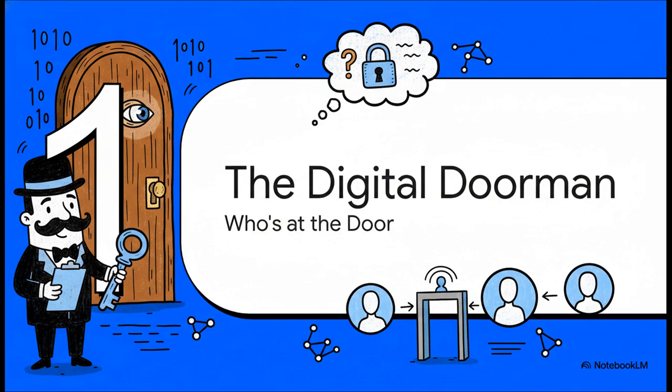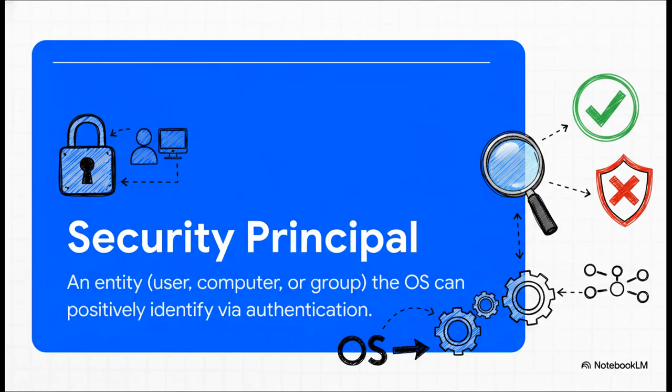Okay, so it all starts right at the front door. Before the OS can possibly decide what you're allowed to do, it has to figure out one crucial thing, who you are. And that's the job of our digital doorman. Now, in the language of the OS, you're not just a user. You're what's called a security principal. It's kind of a technical term, but it just means anything the OS can reliably identify. That could be you, it could be another computer on the network, or even a group like administrators. The rule is super simple. If the OS can't prove who you are, you're not getting in.